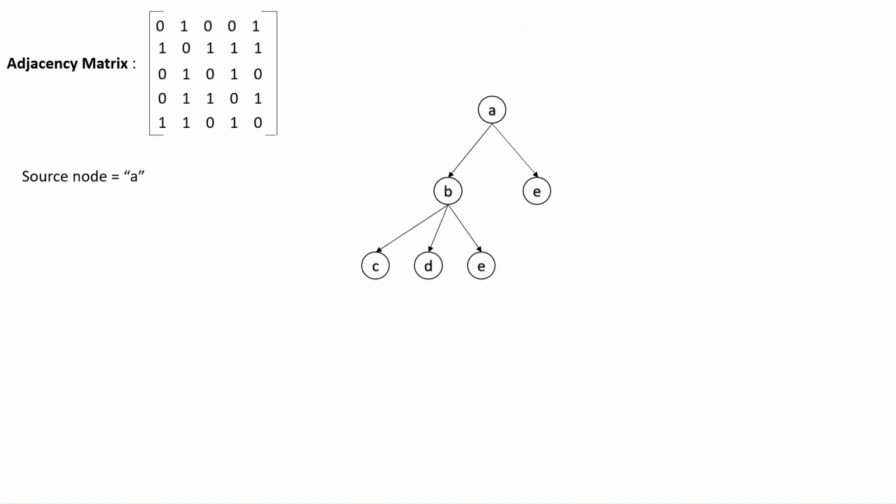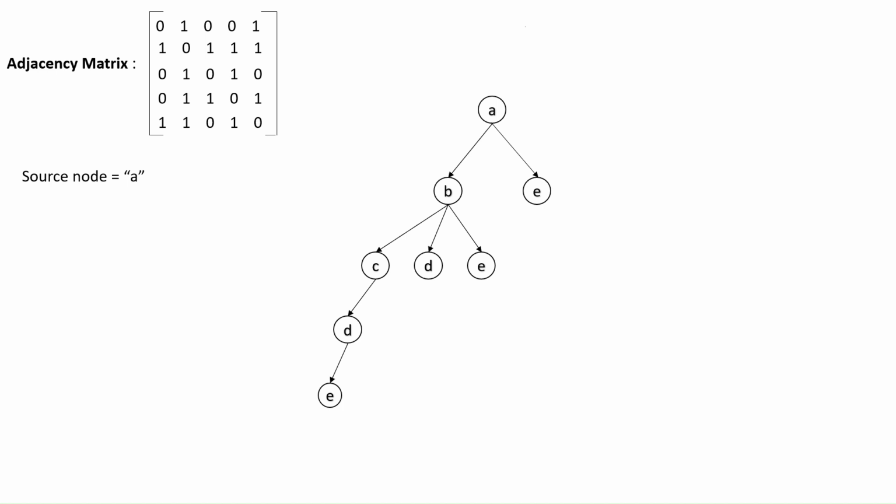Let us go to C. And again check what the adjacent nodes to C are. The adjacent nodes to C are B and D. Here B is already visited, so we consider only D. Then go to D. And again check what the adjacent nodes to D are. The adjacent nodes to D are B, C, E. Here B and C are already visited, so we consider only E. At this level, all the 5 nodes in the graph are visited.